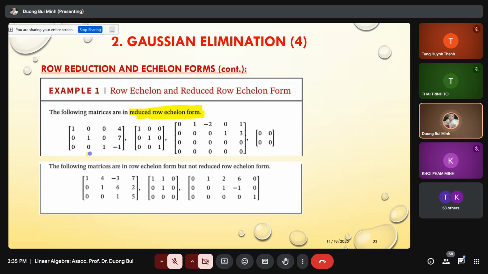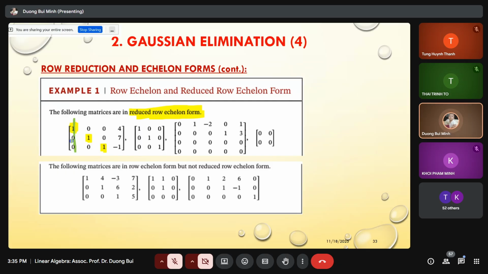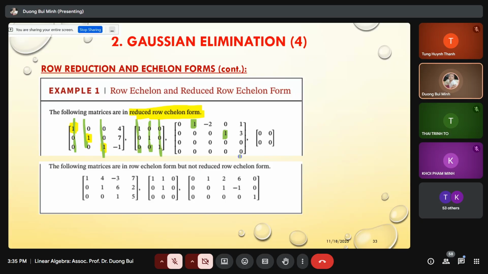Okay, example. This is reduced row echelon form, right? Now look, in the first equation the leading entry becomes 1, and in the same column, the others will be 0. So this is reduced echelon form. And here, all 0. This is a special case.